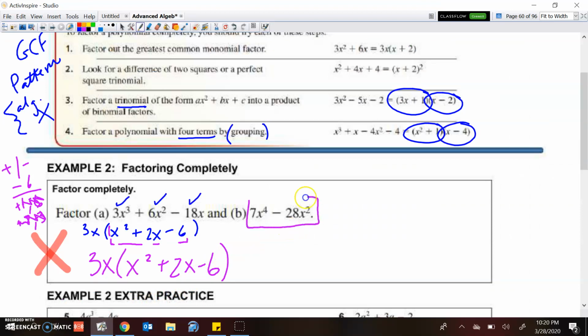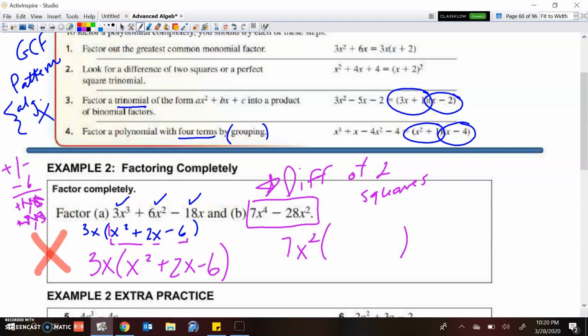Now this one only has 2 terms. So in my head, I'm thinking maybe this is one of those difference of 2 squares patterns. And we're going to talk about that in a minute if you forget what it is. But first and foremost, a GCF. So I can pull a 7 out. They both have 7 in common and 2 x's, so x squared.